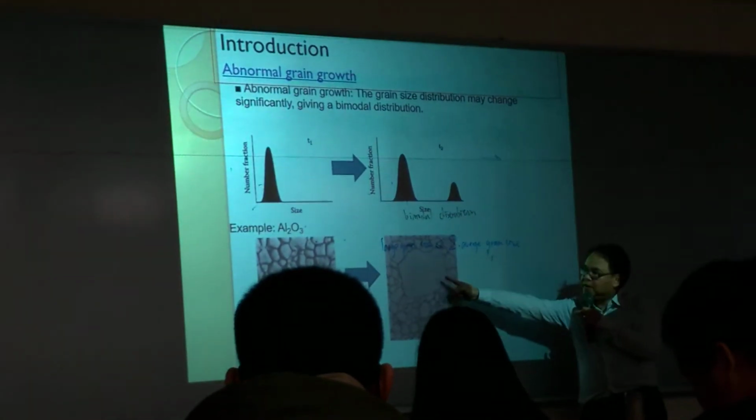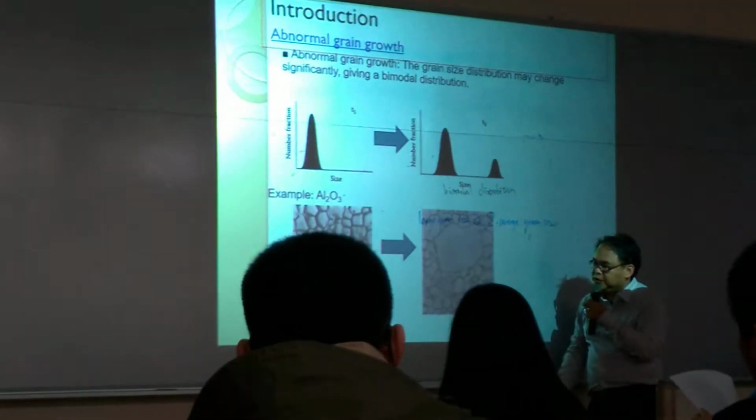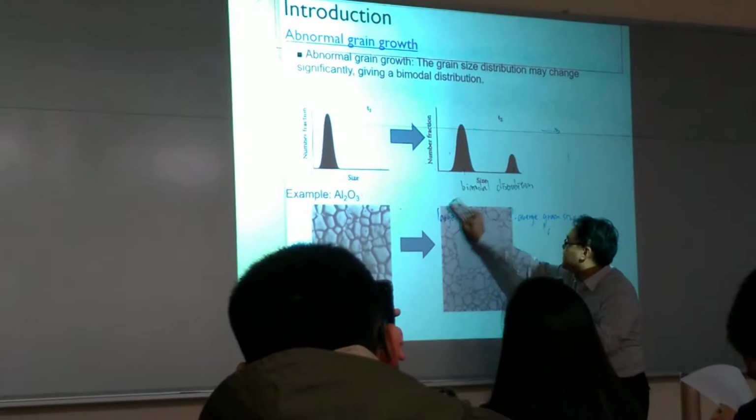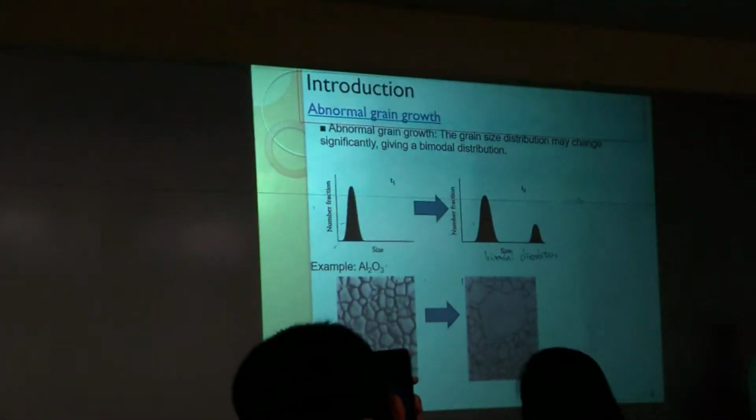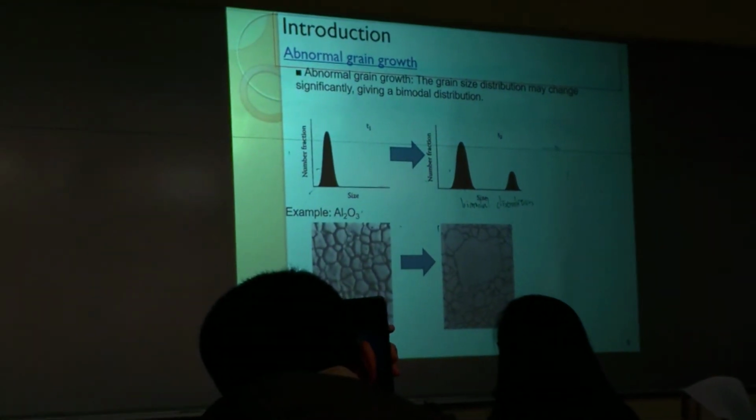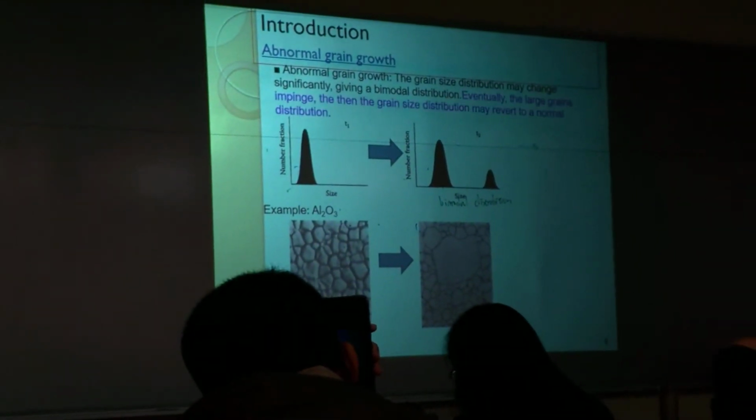This one is larger than the average grain size. Abnormal grain growth. So these are very important, okay?